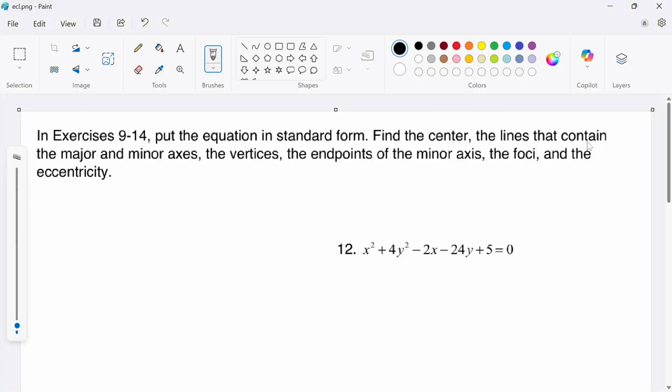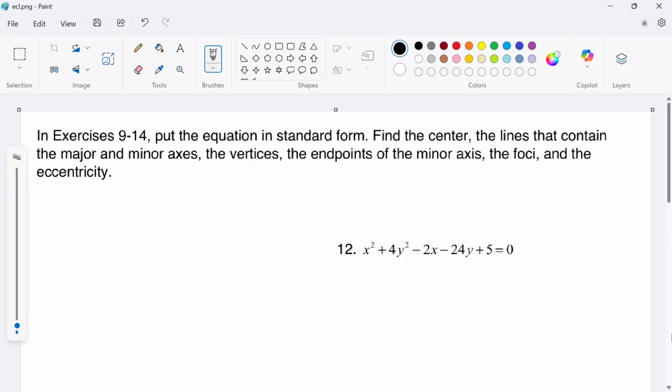This is a question in pre-calculus about an ellipse. I will complete the square to find the standard form of the ellipse and then all these different features. So let's see what it says. Put the equation in standard form, find the center, lines containing major and minor axis, etc.